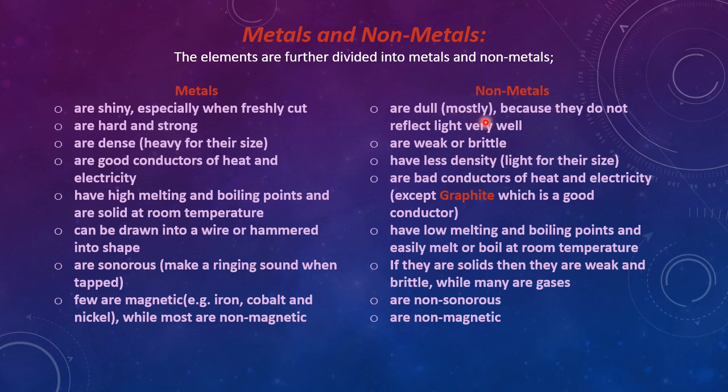Non-metals are very few in number, and they are mostly dull because they do not reflect light very well. They are very weak or brittle, have less density, are bad conductors of heat and electricity, except graphite in your lead pencil, which is actually carbon. They have low melting and boiling points and easily melt or boil at room temperature. If they are solids, they are weak and brittle, while many are gases. They are non-sonorous, don't make any sound when tapped, and are non-magnetic.